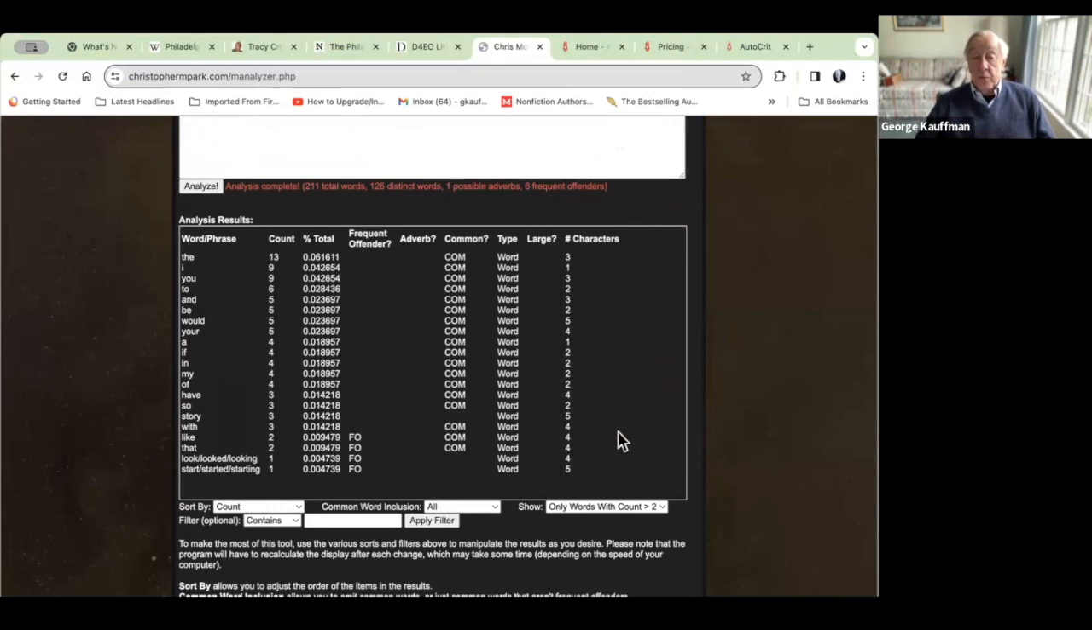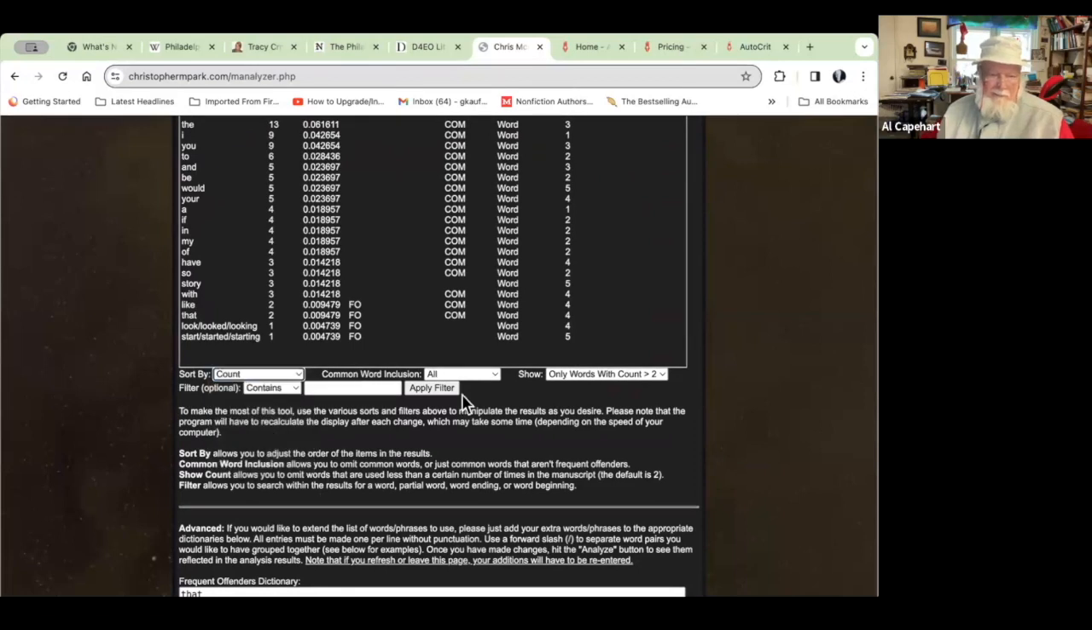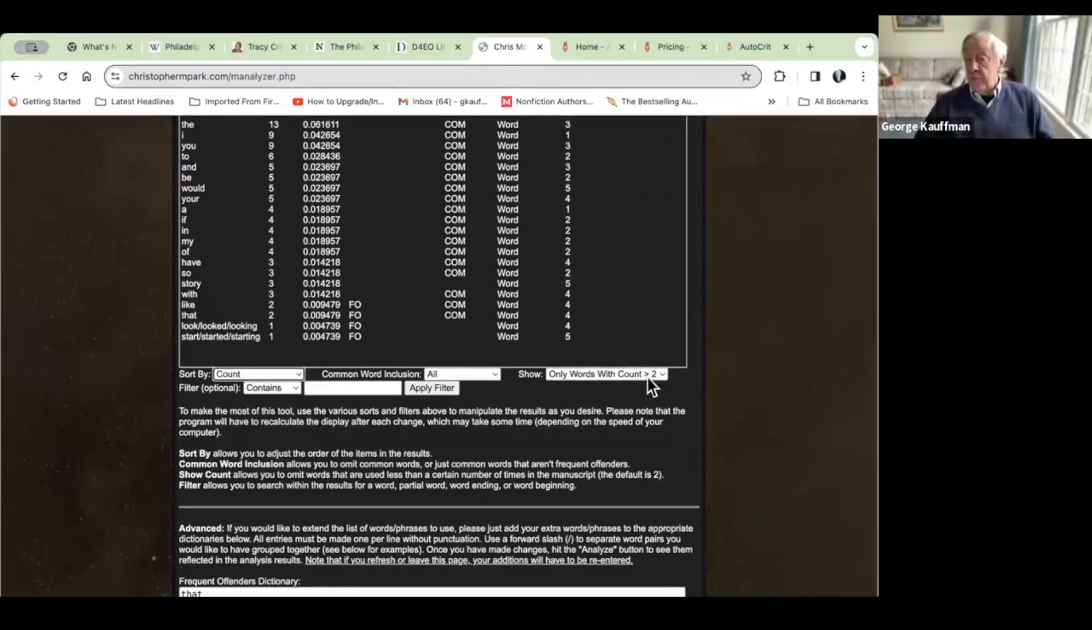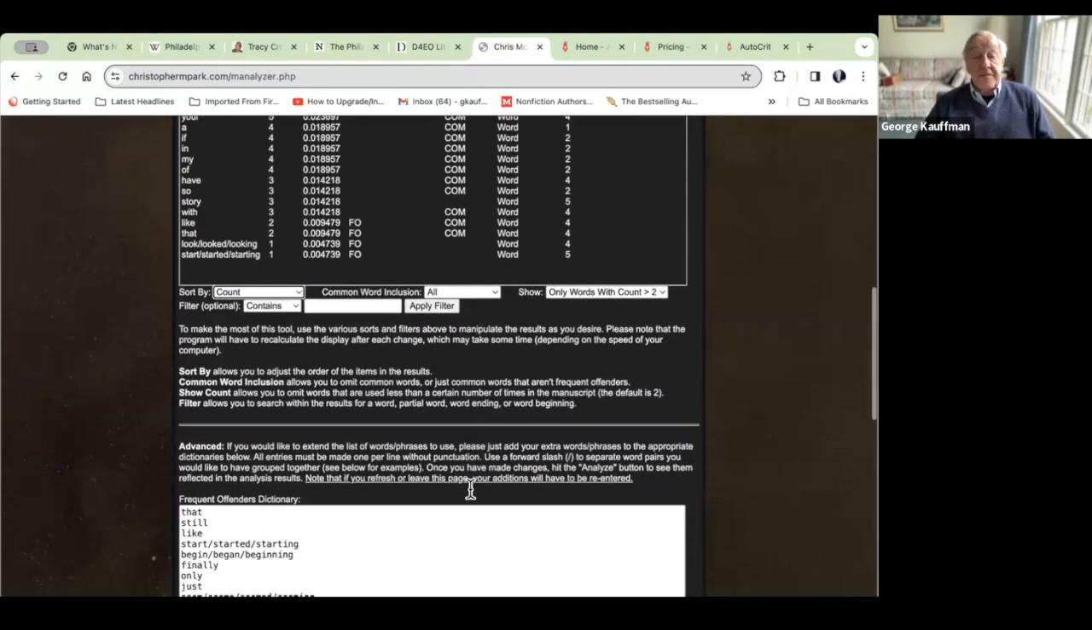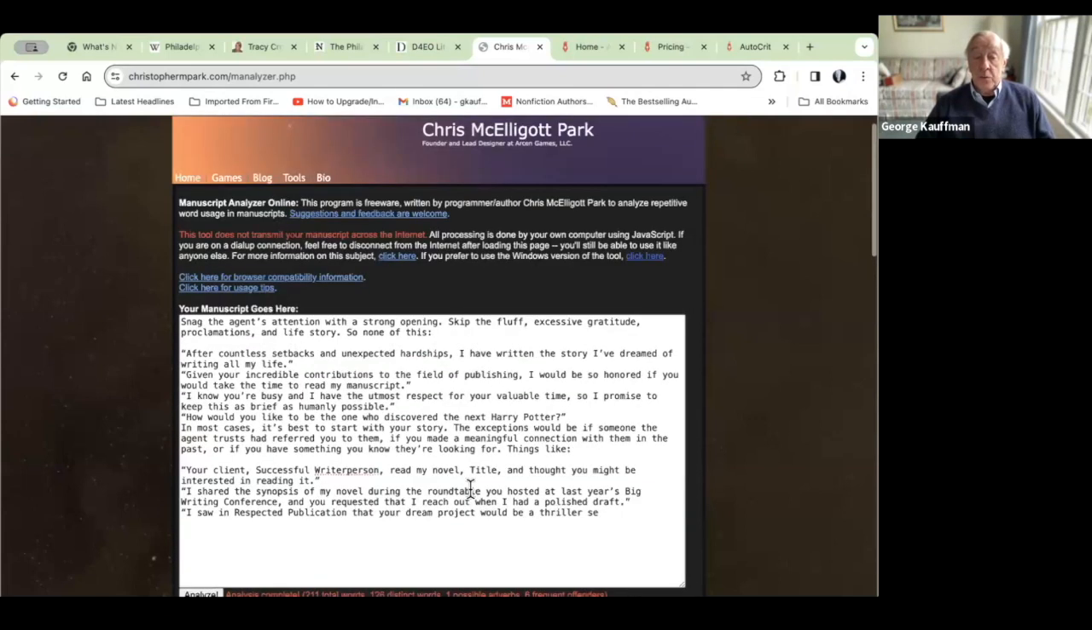And it just counts the words in descending order. But you can choose to sort by count, frequent offenders, adverbs, phrases, large words, all kinds of ways. You can choose only words that have more than two letters, or you can make it larger, and you can even put a filter in. So that's a simple thing for you. And it even has a dictionary of frequent offenders that you can choose if you want.